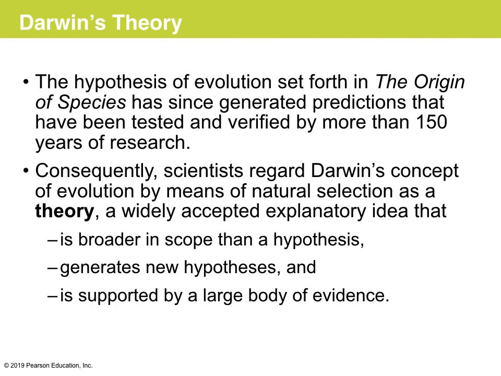So instead of just why do turtle shells look different on different islands, you can apply this theory to birds, to plants, to fungi, to all these other organisms. The same sort of patterns, the same sort of changes were observed, that things changed over time in different habitats. So now we refer to it as a theory. So it's a little bit broader in scope than a hypothesis, right? You're not answering one question, you're answering a whole bunch of similar questions.